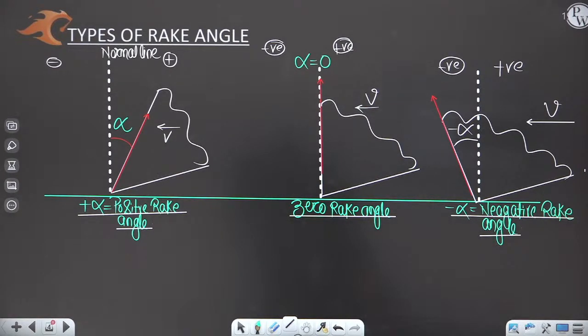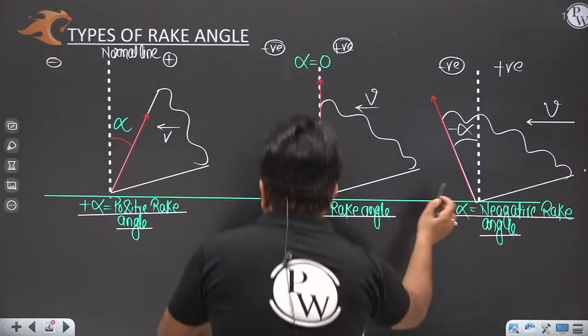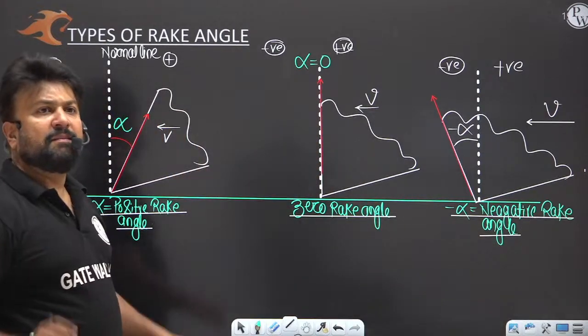Yes, people, I want to know that you understood the concept of negative, positive, or zero rake angle. Yes or no? Let me know, my dear people. Do you understand the concept of negative rake angle? Okay, positive rake angle and zero rake angle.